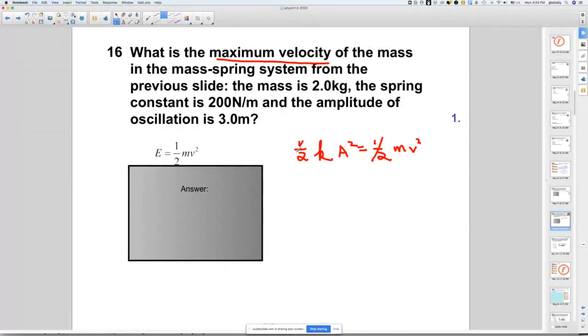Here the halves cancel off, and v is going to equal the square root of k over m. If you put in k, 200, divided by 2, that equals 100, so this should be 10 meters per second.